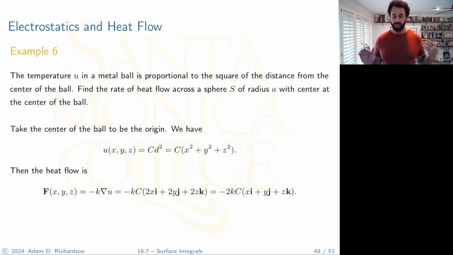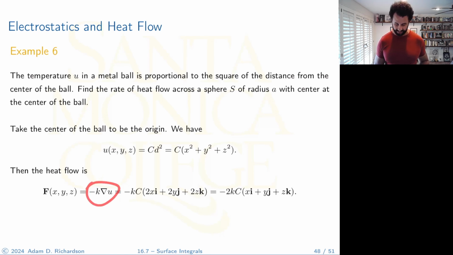All right, so for ease, we're just going to take the center of the ball to be the origin. So let's just make it easy on ourselves. We don't need to move the center anywhere else. Then we are given that the temperature is proportional to the square of the distance. So that means our temperature function is just some constant times the distance from the origin squared, which is this, which gives us that.